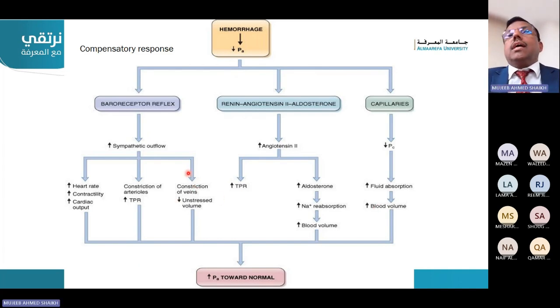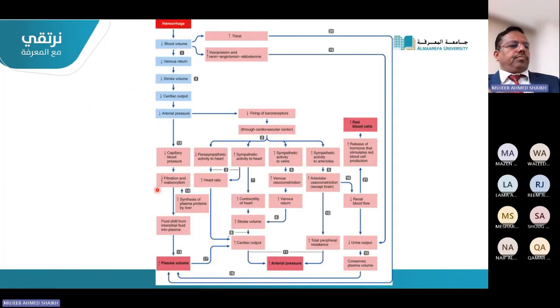This is the shock. When the person suffers from shock, if the amount of fluid loss is not much, then the body will recover on its own by these mechanisms. These are inbuilt mechanisms.